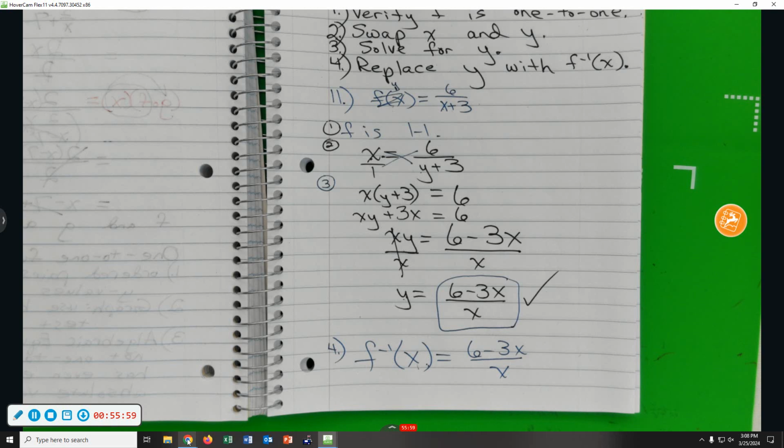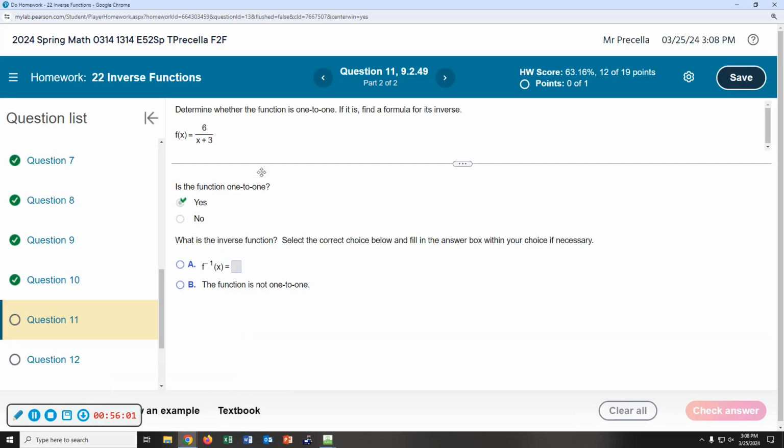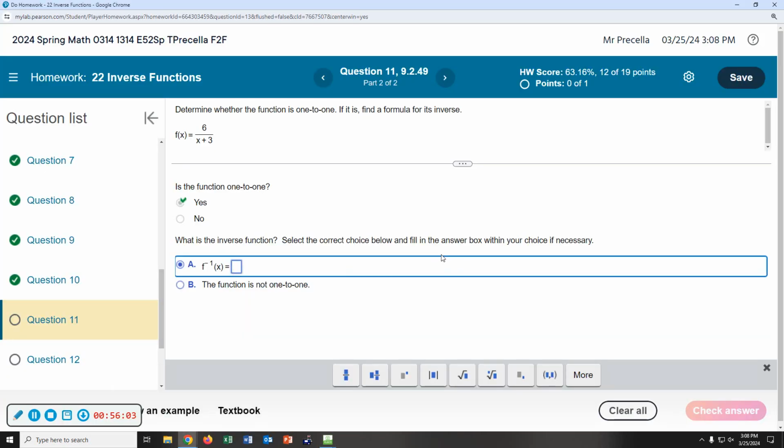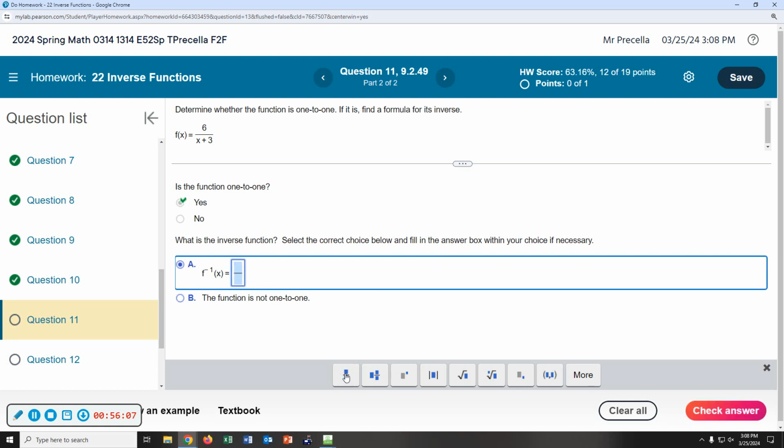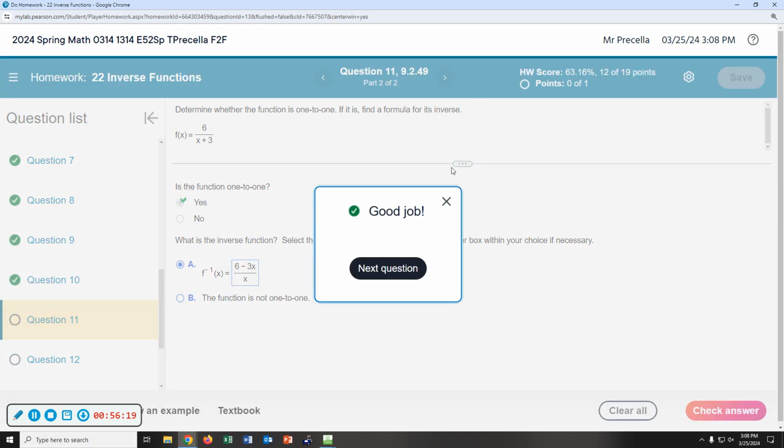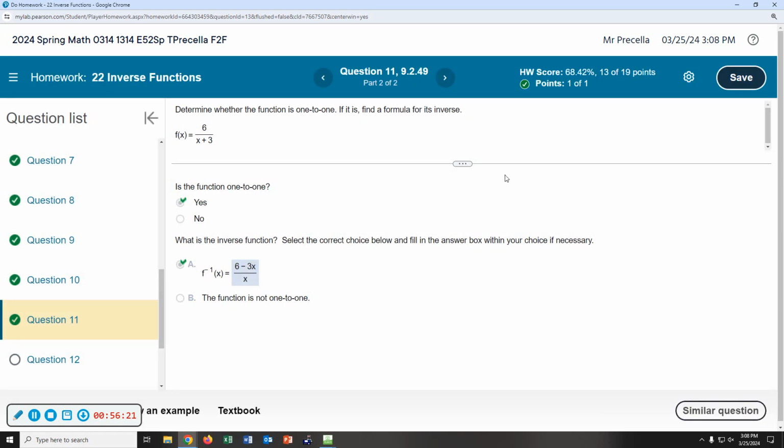So we come over here. The first thing I'll do is click on my fraction hot button. On top I have a 6 minus 3x, and on bottom we have an x. Any questions here?